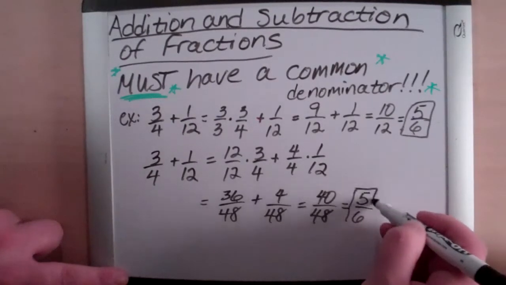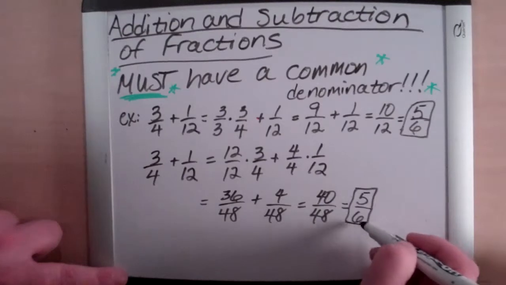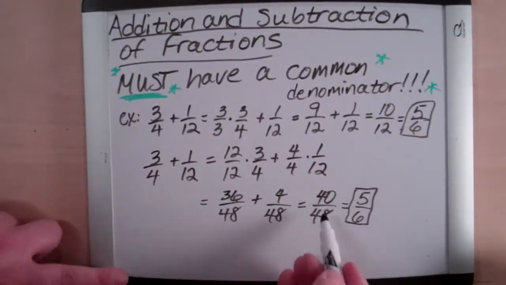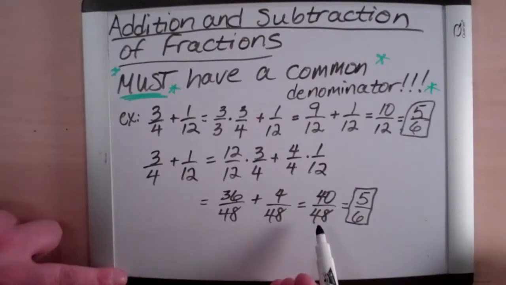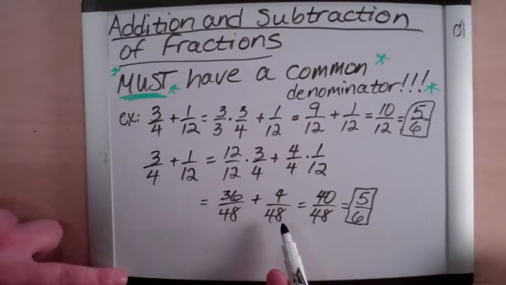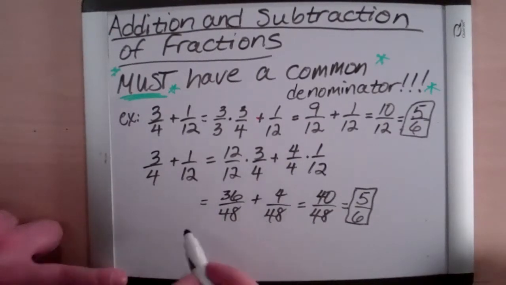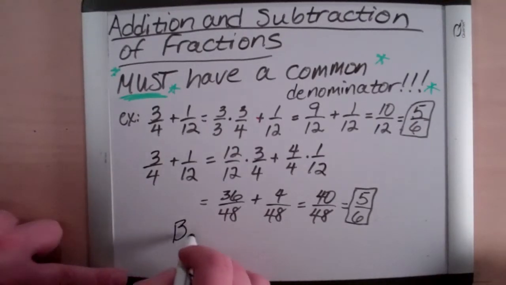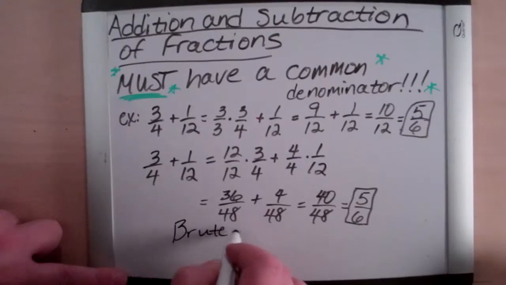But you might be able to tell that that was a little bit of a longer process trying to figure out what I could reduce 40 over 48 with. And also, when the numbers get larger, this denominator can get very large and very unwieldy. So this method does work if you have no other choice. So we'll label it brute force.